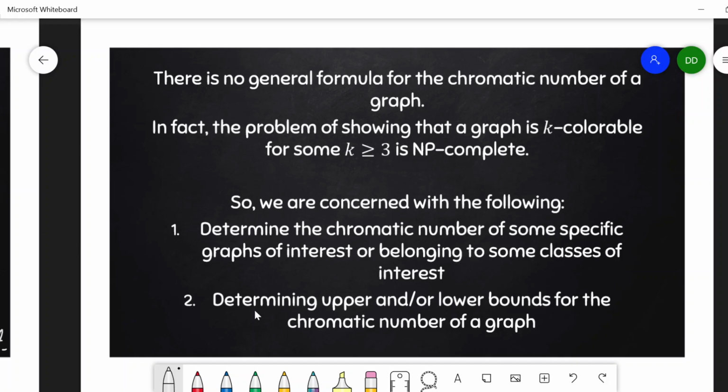So we're concerned with 2 main questions, or topics. 1, to determine the chromatic number of some specific graphs, families of graphs that are interesting to us, and then 2, to determine upper and lower bounds for the chromatic number of a graph based on other properties of the graph. So this is the idea.